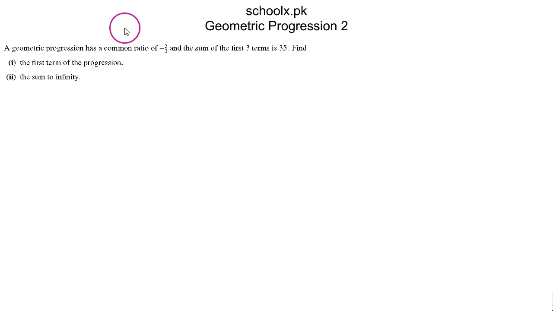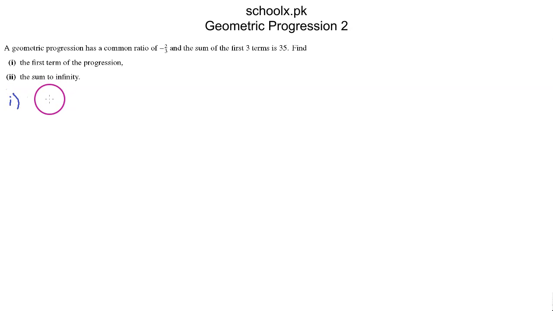So here in this question it says a geometric progression, a GP, has a common ratio of -2/3 and the sum of the first three terms is 35, and they're asking us to find the first term of the progression.